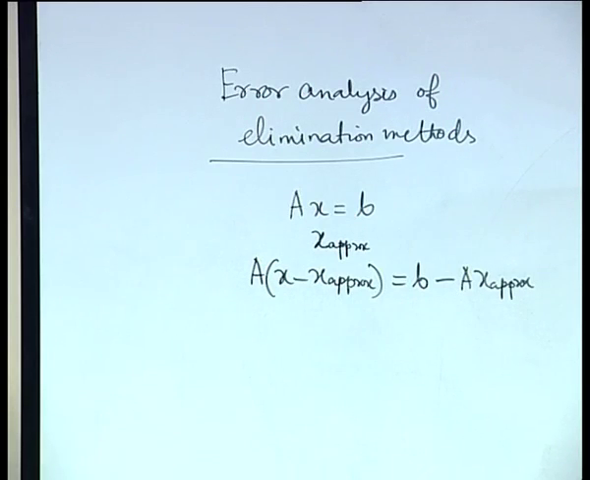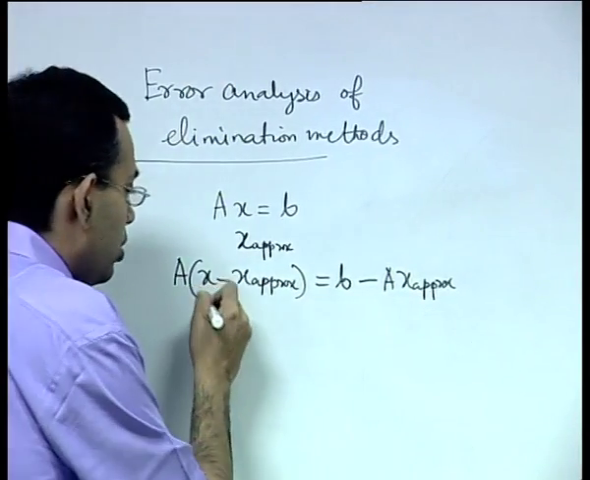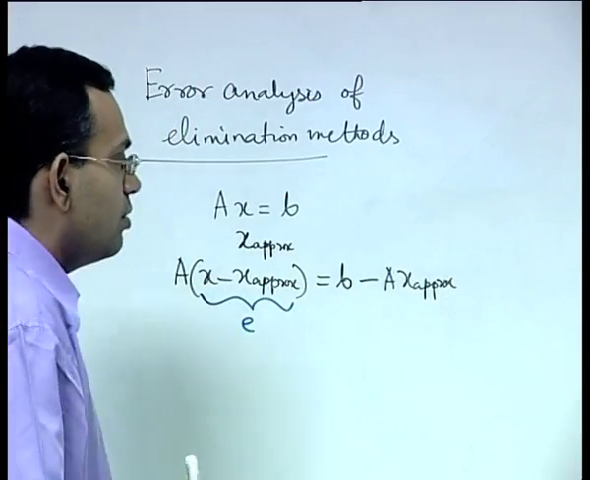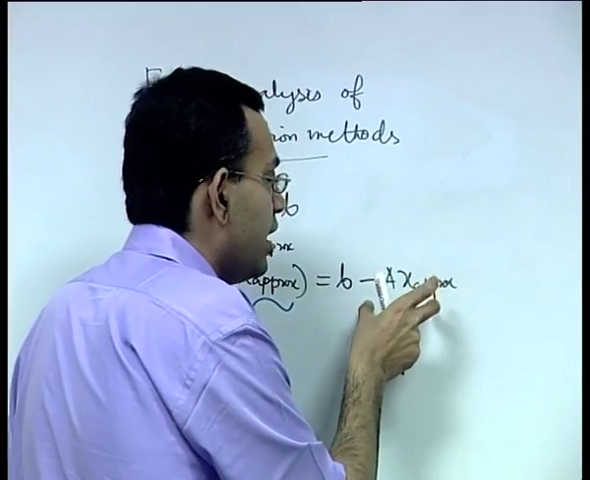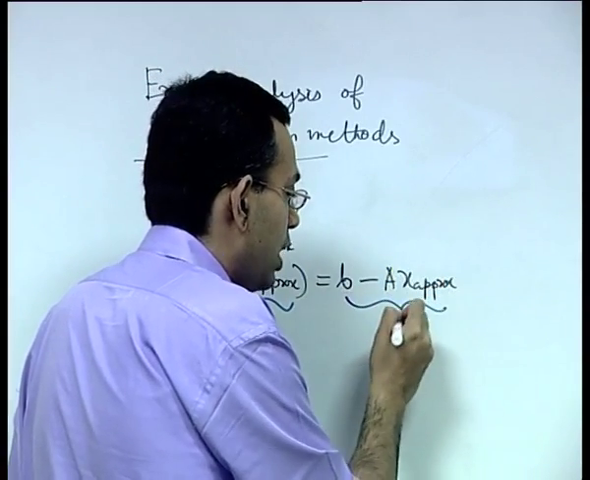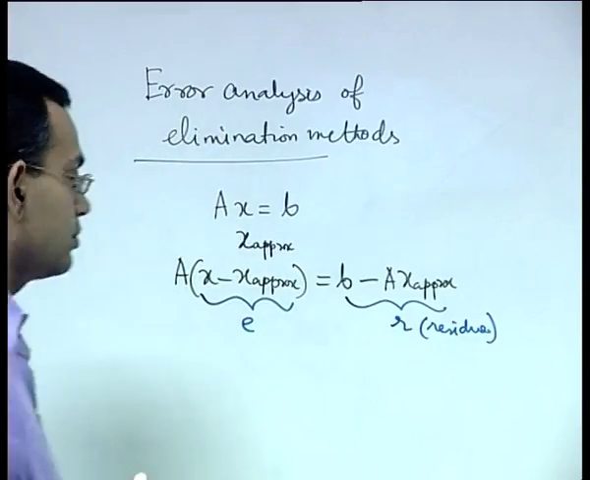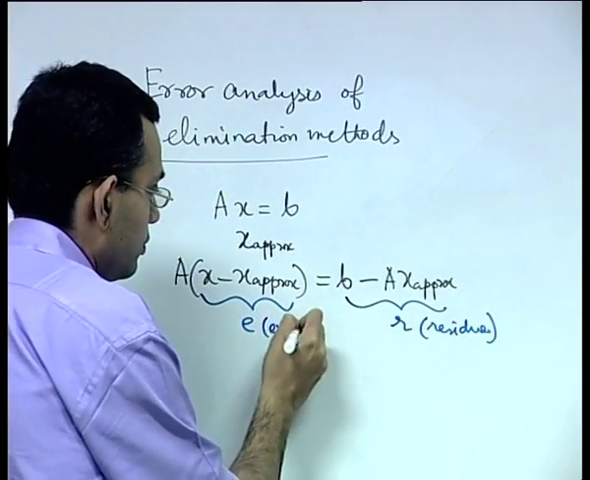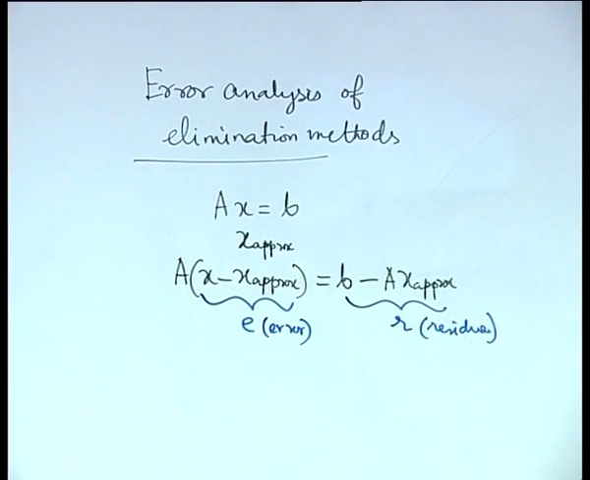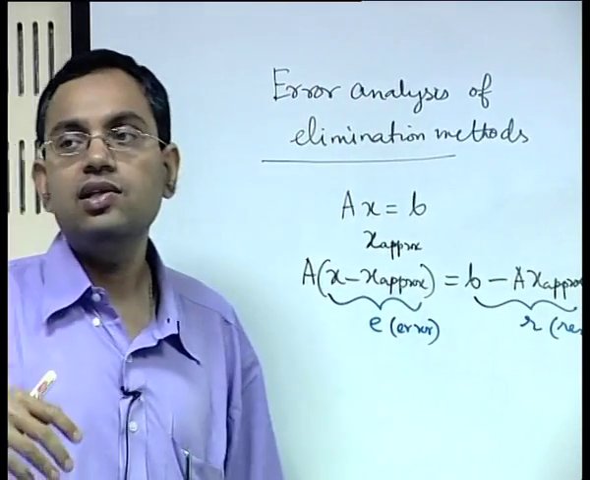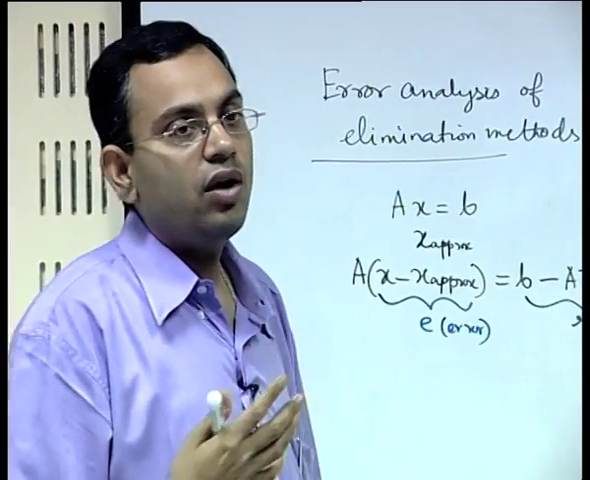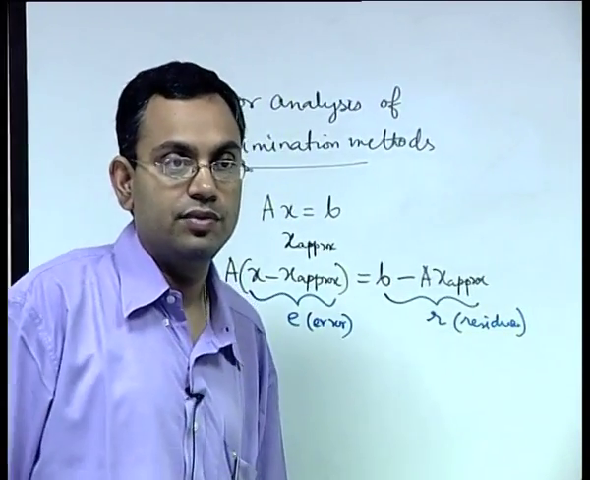What is x minus x approximate? That is the error in x, right. So, we call that E, and b minus A into x approximate is called the residue R. If the approximate solution was the same as the actual solution, then the residue would be 0. So, residue is also an indicator of the deviation of the actual solution from the approximate solution.